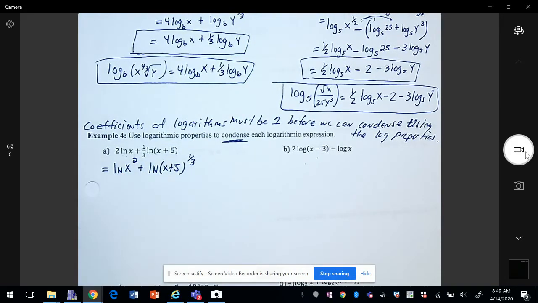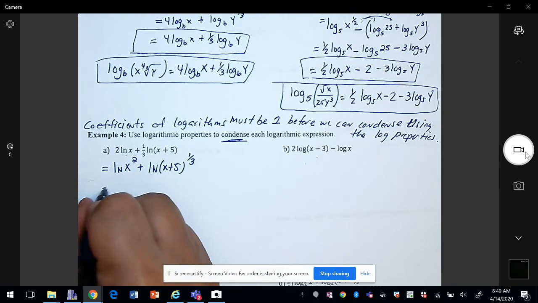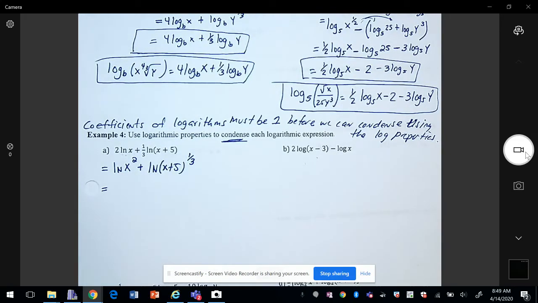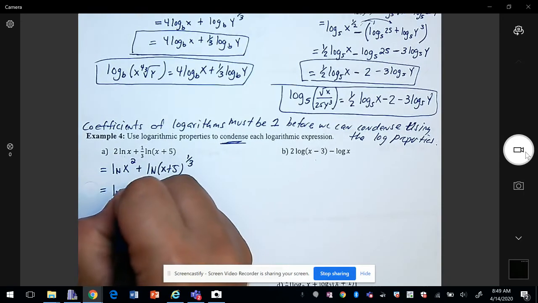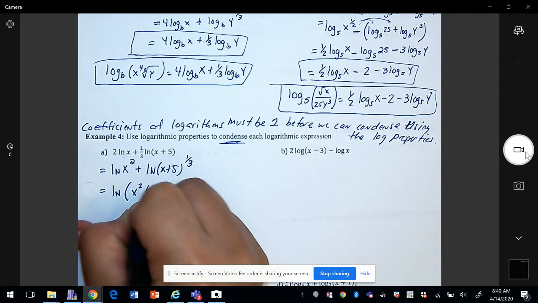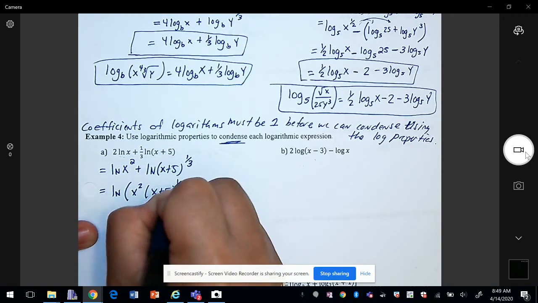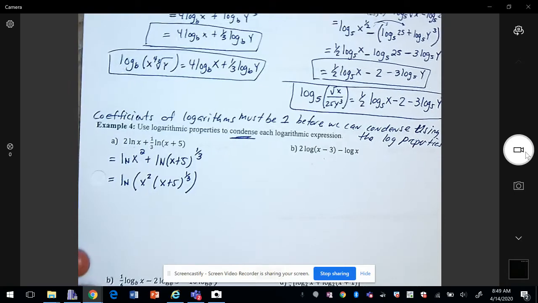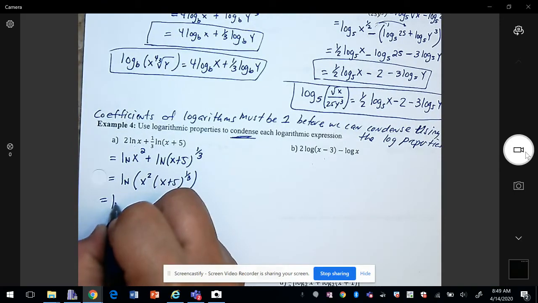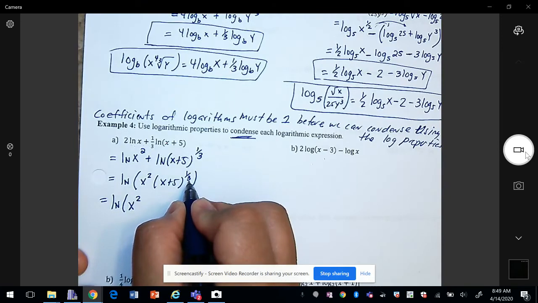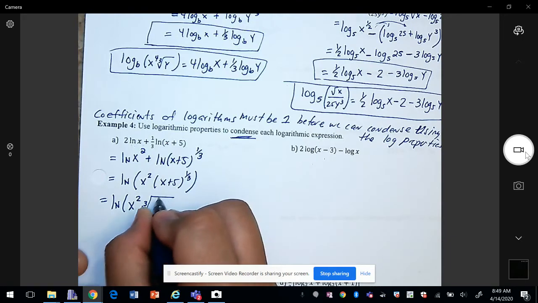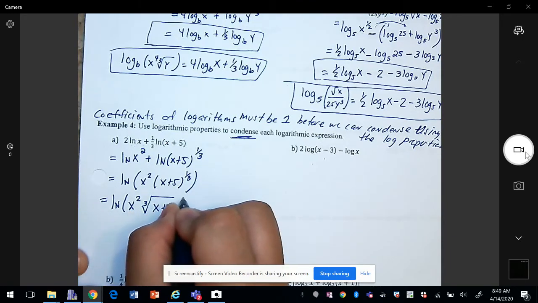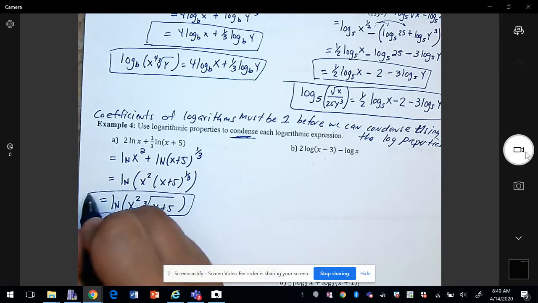Then we want to ask ourselves, since we have addition, then we can use the product rule and rewrite this as natural log. So for addition, that means that we're multiplying. So I'm going to have x squared times x plus 5 to the 1/3. And so I can then rewrite this as natural log of x squared. Since I have an exponent as a fraction, this is going to be a root, and in this case, a cube root. So that would be our answer.